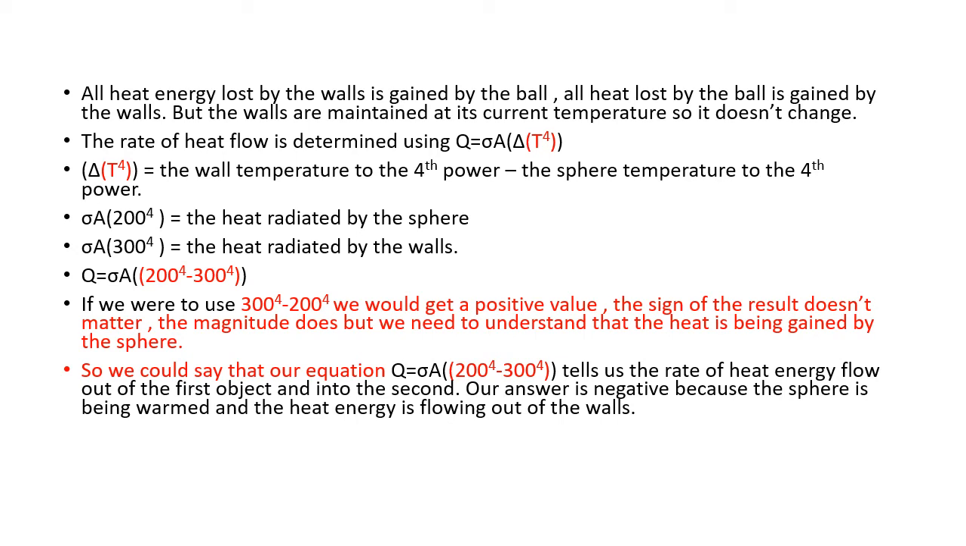So towards the bottom here, we could say that our equation of the rate of heat flow is equal to Stefan's constant multiplied by A, multiplied by the change in temperature to the 4th power, and tells us the rate of heat energy flow out of the first object and then to the second. Our answer is negative because the sphere is being warmed and the heat energy is flowing out of the walls.